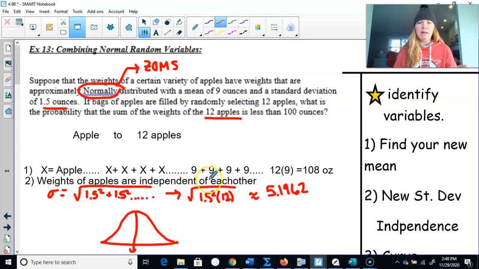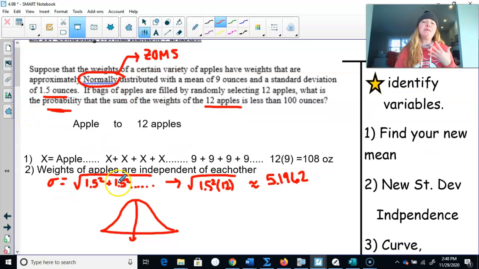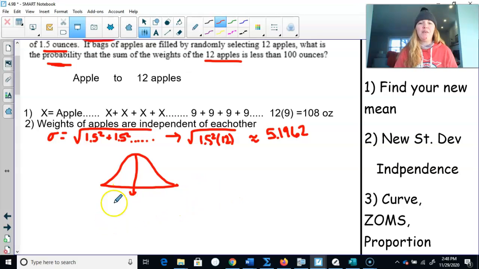Okay, so we have our mean, we have our standard deviation, we have this normally distributed word, right? We have this probability word. That means we're going to be finding a z-score. So I'm going to draw my curve, guys. We know we have 108 right here. We have a standard deviation of 5.1962.